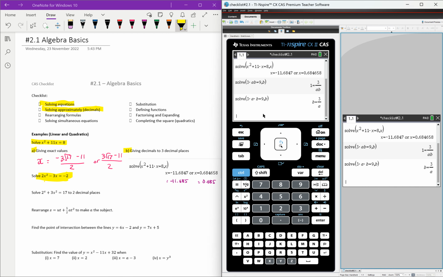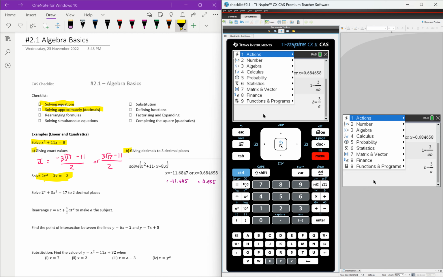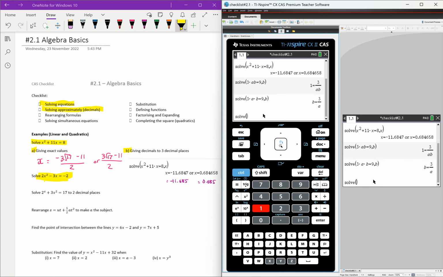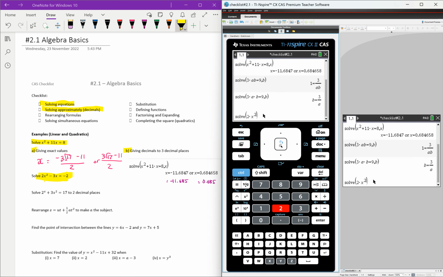Okay, so I'm going to go to, again, menu 3, 1. So solve, and I'm going to do 2 times x squared. Notice I put the times between the 2 and the x. Minus 3 times x equals negative 2. Where's the negative? This is the negative button right here. Under the 3, there's a negative button, not the take away button. Okay, so that's my negative 2 there.